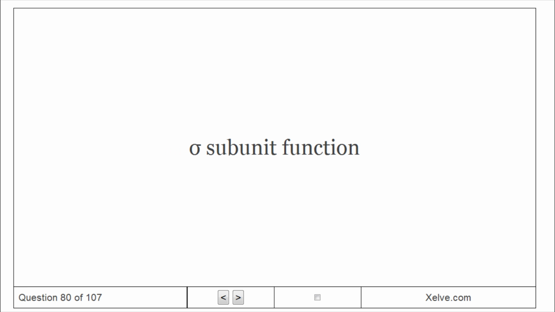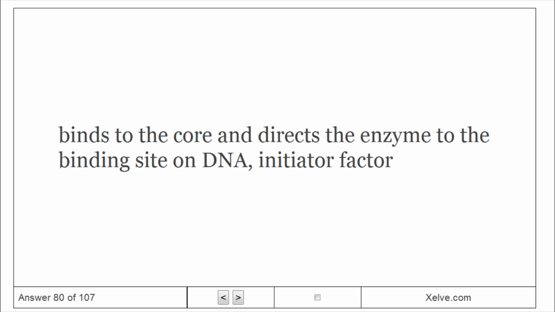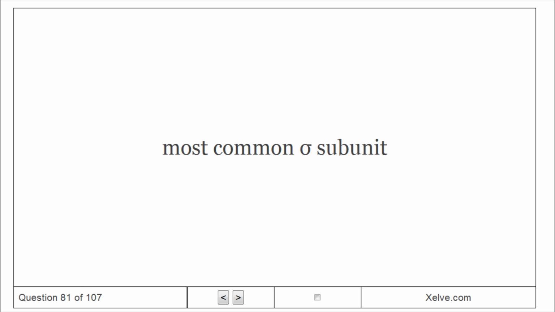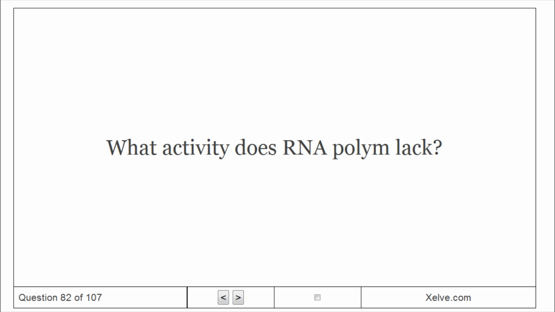Sigma subunit function: binds to the core and directs the enzyme to the binding site on DNA. Initiator factor. Most common sigma subunit: sigma 70. What activity does RNA polymerase lack?